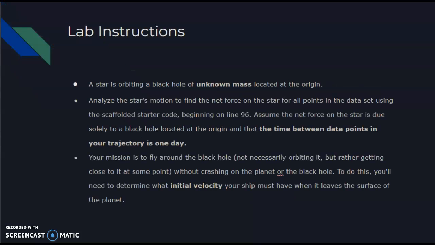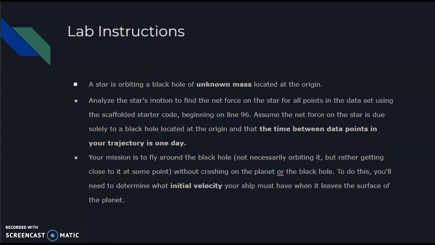For the lab instructions, we're told a star is orbiting a black hole of unknown mass located at the origin. We will then analyze the star's motion to find the net force on the star for all points in the dataset using the scaffolded starter code beginning on line 96. Assume the net force on the star is due solely to a black hole located at the origin and that the time between data points in your trajectory is 1 day.